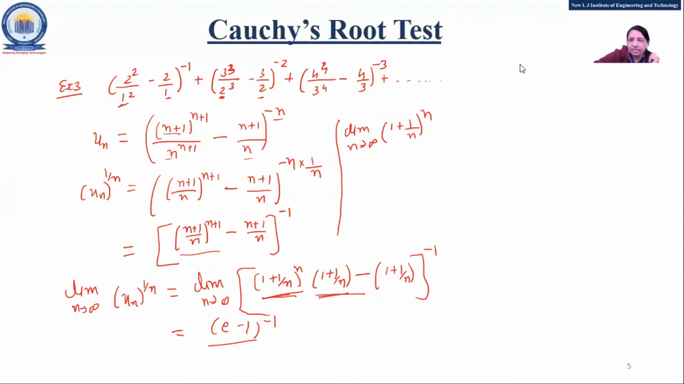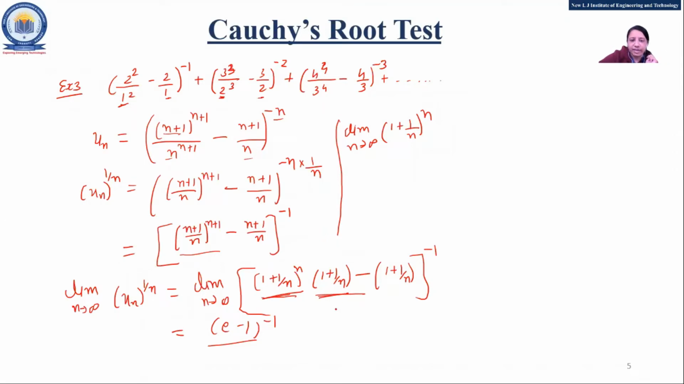What is the answer for this? See, most of you just keep a book with you and write the answer, that I feel. But it should not be like that. You have to solve by yourself only, then you'll get the concept. 1 plus 1 by n raised to n. Okay, what is the answer for this limit?